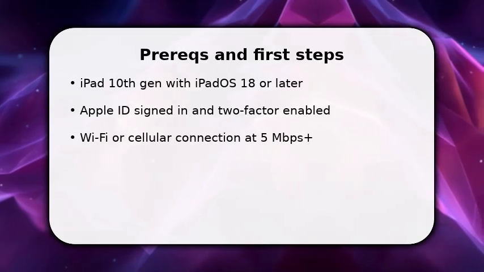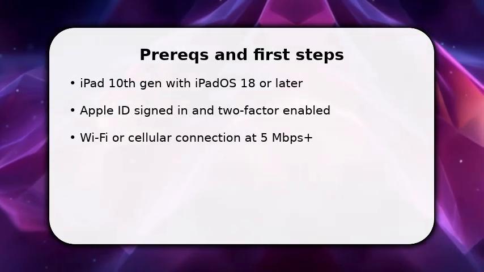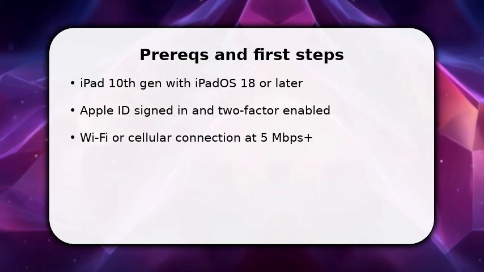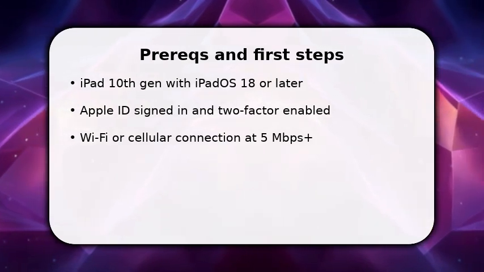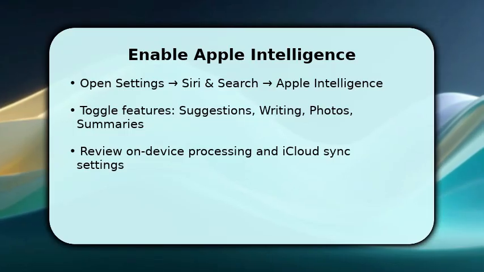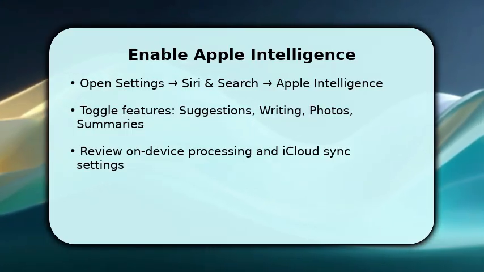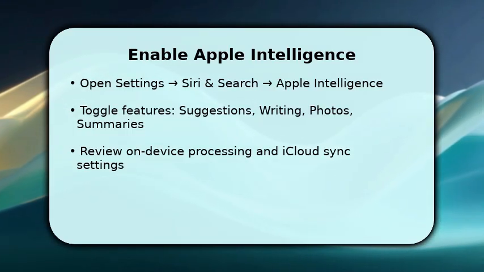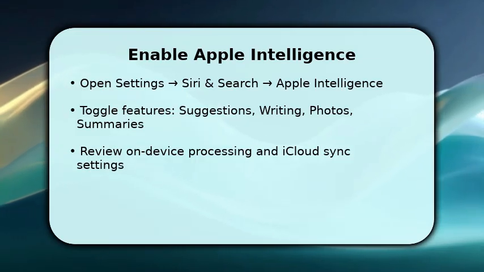Next, connect to a stable network and plug into power if battery is low. This prevents interruptions while core components download and install. You now enable Apple Intelligence from Settings. Go to Siri and search, then choose Apple Intelligence and toggle the core capabilities you want.